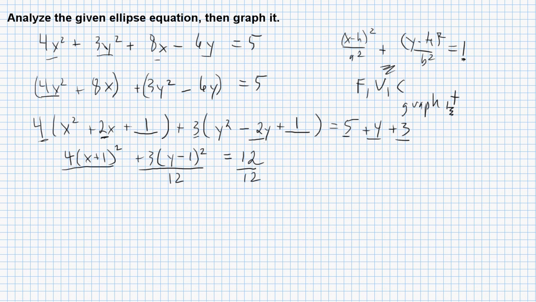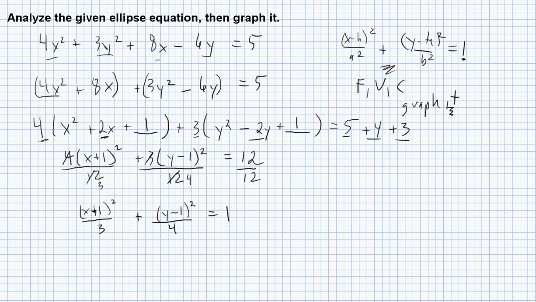Divide everything by 12 here, and luckily the 4 cancels out, leaving a 3. So we've got (x + 1) quantity squared over 3 plus, and then we reduce this. 3 divides a 3 out of the 12, and we've got a 4. So that reduces to (y - 1) quantity squared over 4. 12 divided by 12 is 1. Aha! So now we've got our equation in shape to analyze.